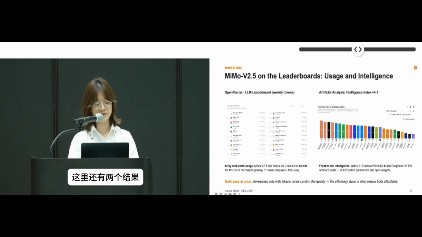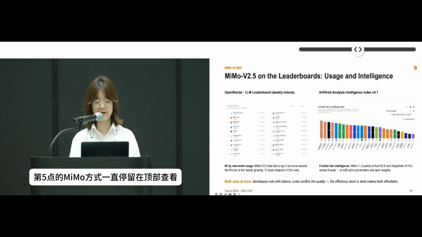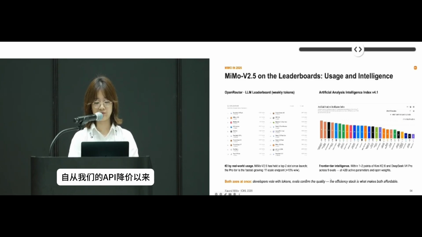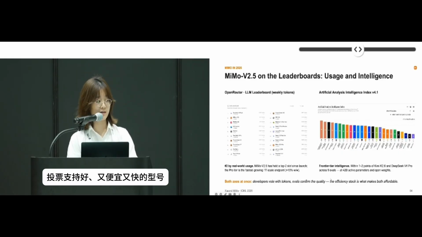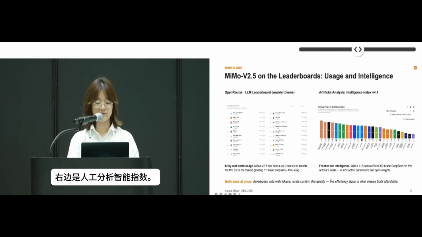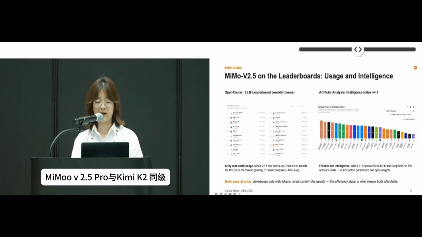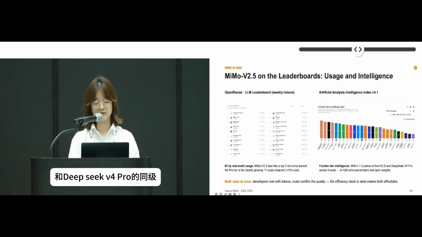Here are 2 more results. The one on the left is the OpenRouter leaderboard by real token usage. MiMo-V2.5 has stayed at the top since our API price cut. This matters because we found that developers vote for the model that is good, cheap, and fast at the same time. On the right is the Artificial Analysis Intelligence Index. MiMo-V2.5 Pro is at the same level as Kimi K2.6 and DeepSeek V4 Pro.